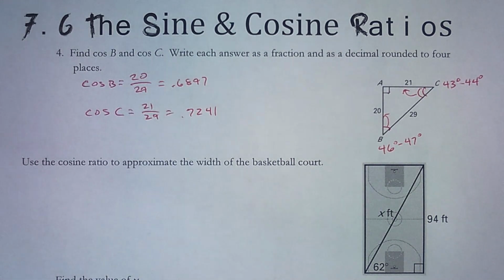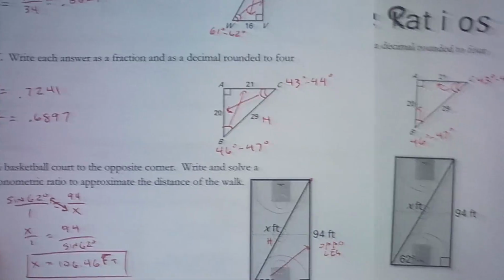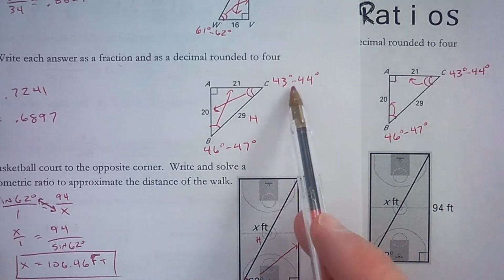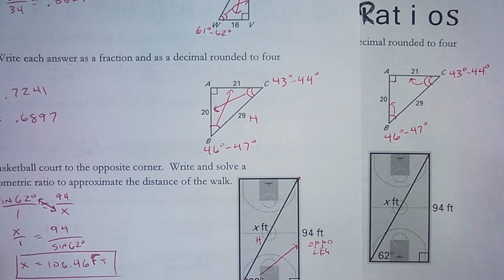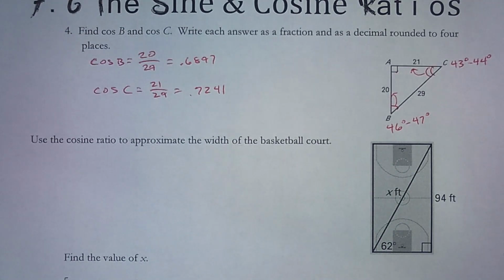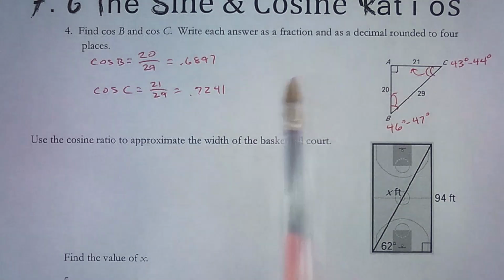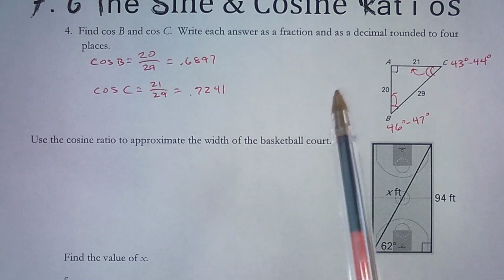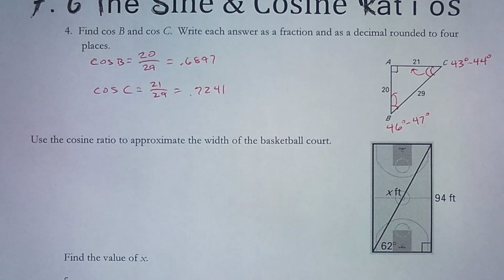I also want to show you that when we did this same triangle using sine, we ended up with the same angle measures, 43 to 44 degrees and 46 to 47 degrees. Now we're going to use the cosine ratio to find actual side lengths in our next video.